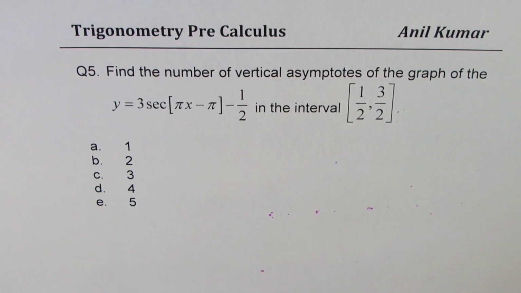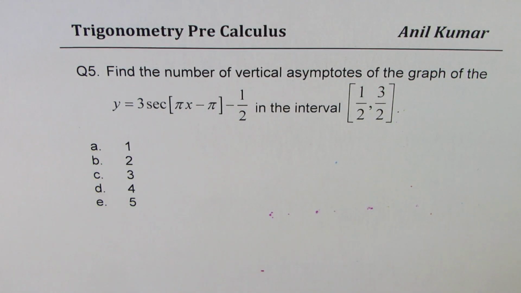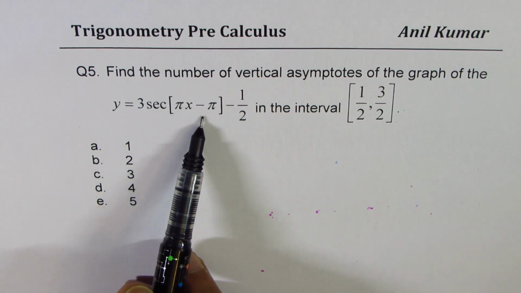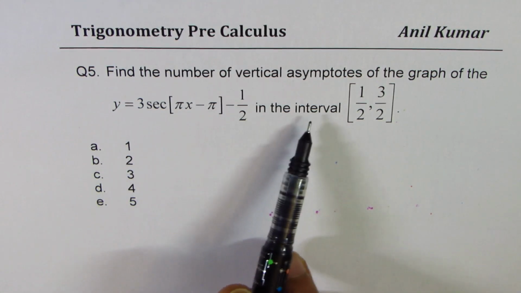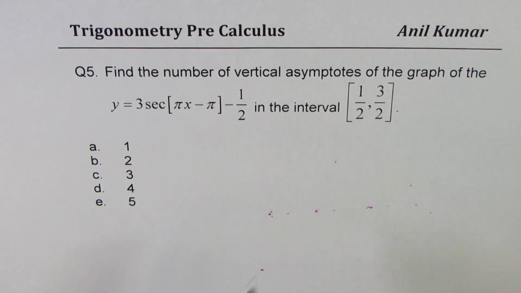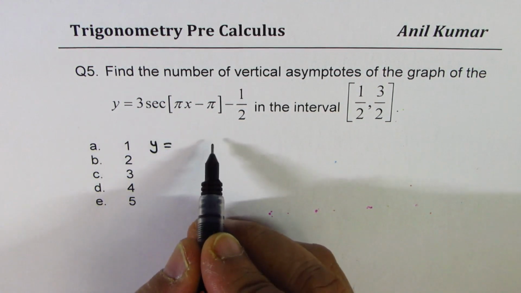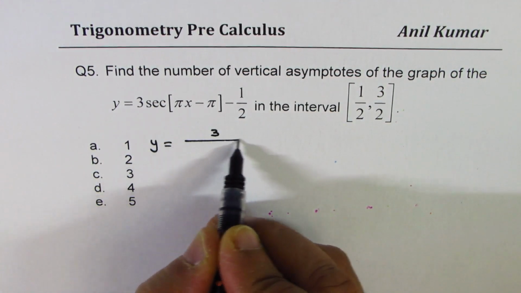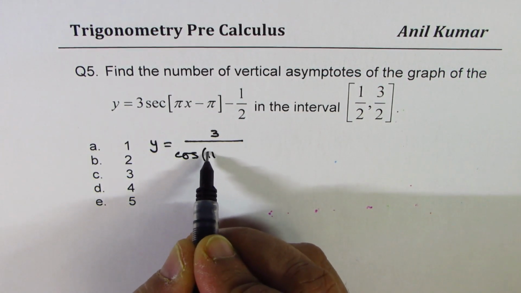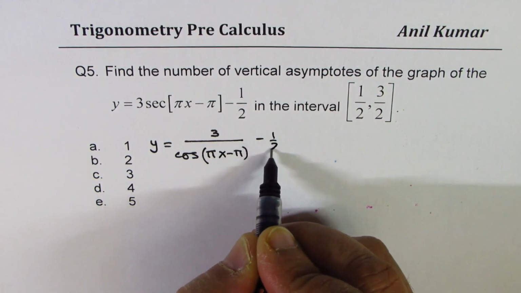The question here is, find the number of vertical asymptotes of the graph of y equals 3 secant of (pi x minus pi minus half) in the interval half to 3 by 2. So let's rewrite this function. Secant is 1 over cos, right? So it is 3 over cos of pi x minus pi minus half.